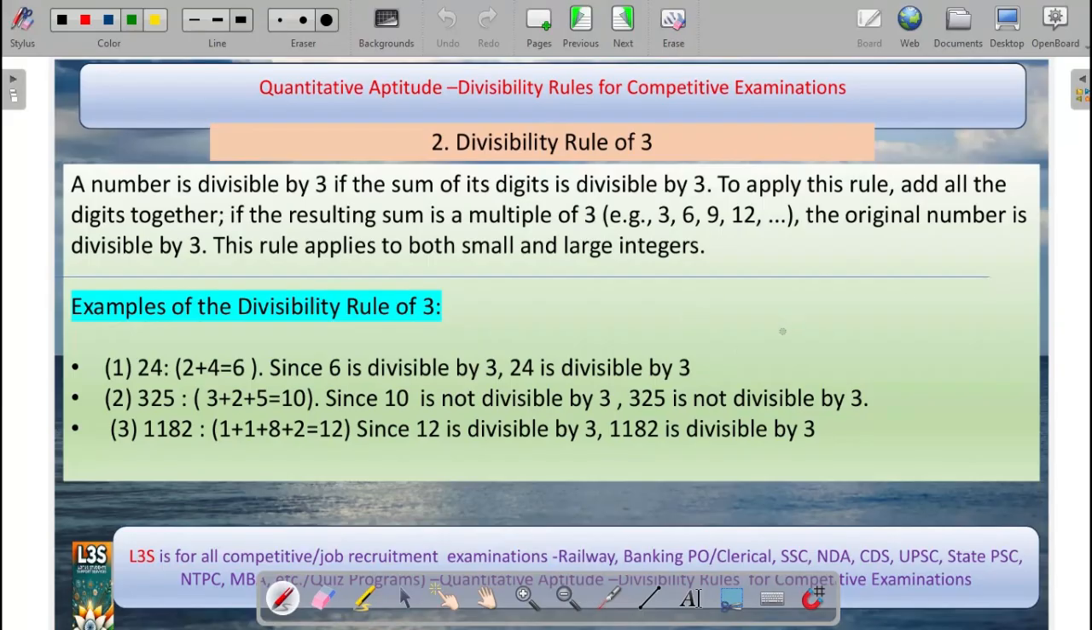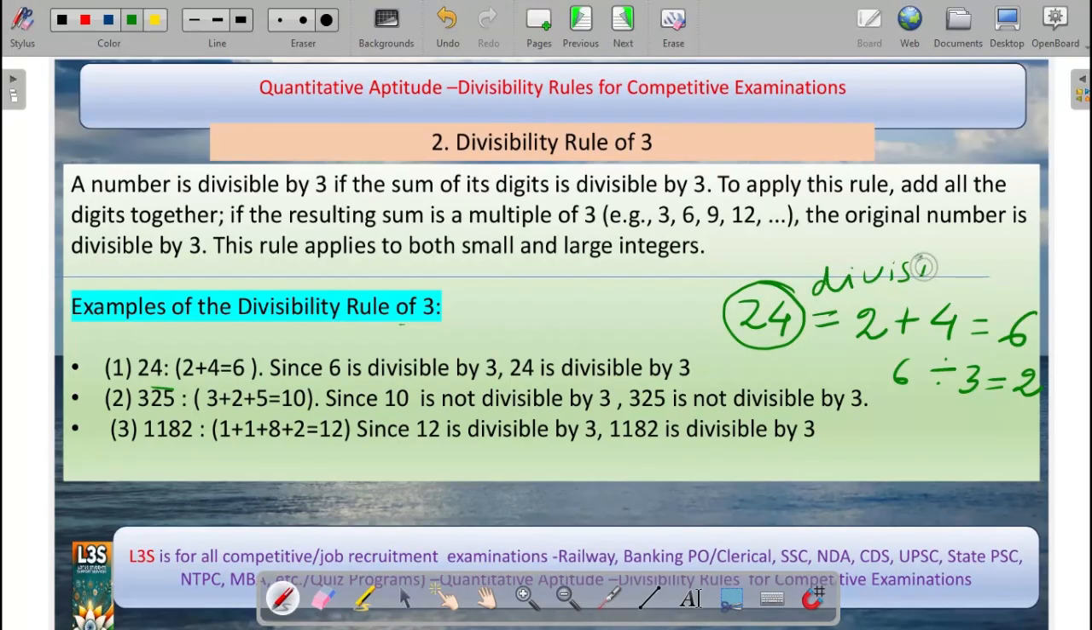So say here, the first example is 24. If we take the sum of the digits, it will come 2 plus 4 is equal to 6. Now 6 is divisible by 3. 6 by 3 is equal to 2. So the whole number 24 is divisible by 3.